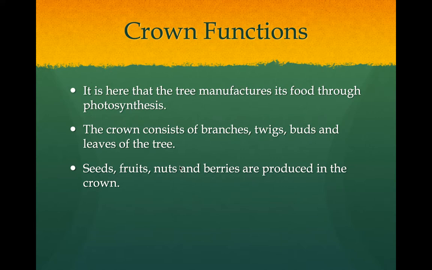So the functions of the crown, that's just where the photosynthesis is going to be. You've got branches and twigs and buds, and a lot of times you have things living in those trees as well. The seeds and the fruit and the nuts and the berries are all going to be produced in the crown. So those are the different parts of a tree.